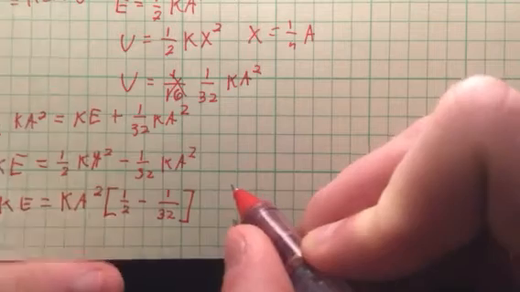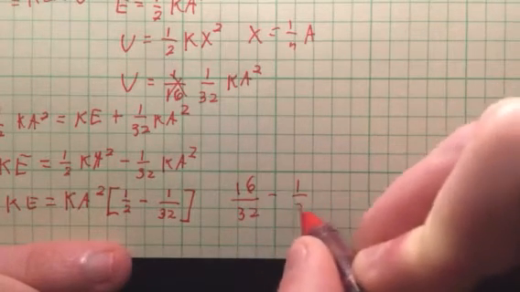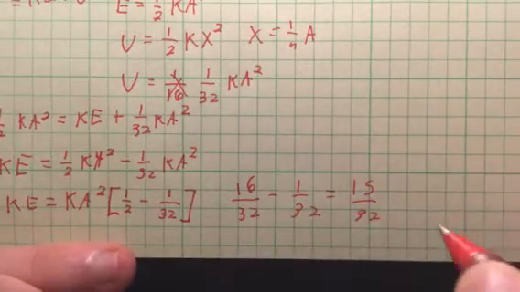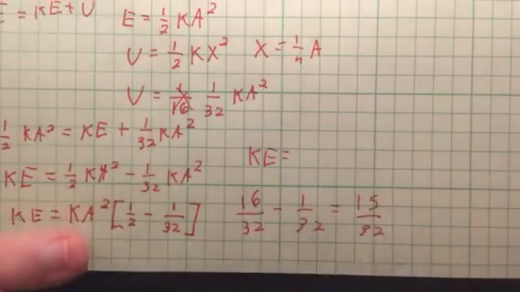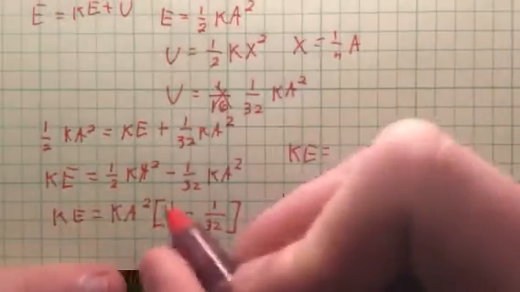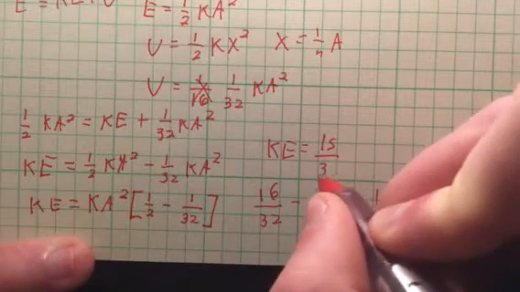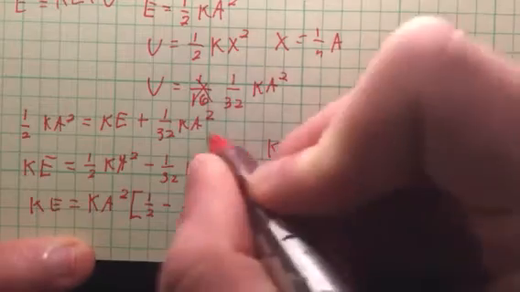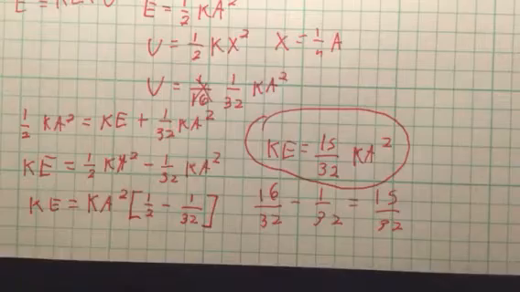In order to solve for that fraction, we just do a common denominator. Multiply both those by 16. You'll have 16/32 minus 1/32, which is equal to 15/32. And so then you have 15/32, and that's going to be equal to your kinetic energy. So your kinetic energy, therefore, because we factored out the kA squared, that's going to be 15/32 kA squared. So that is the solution to part A.